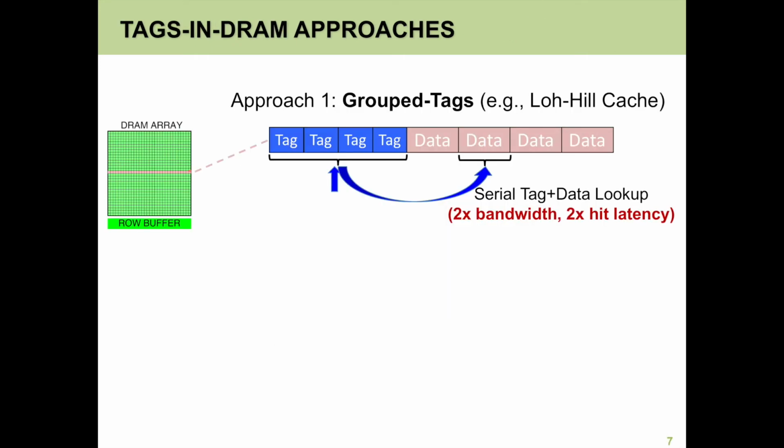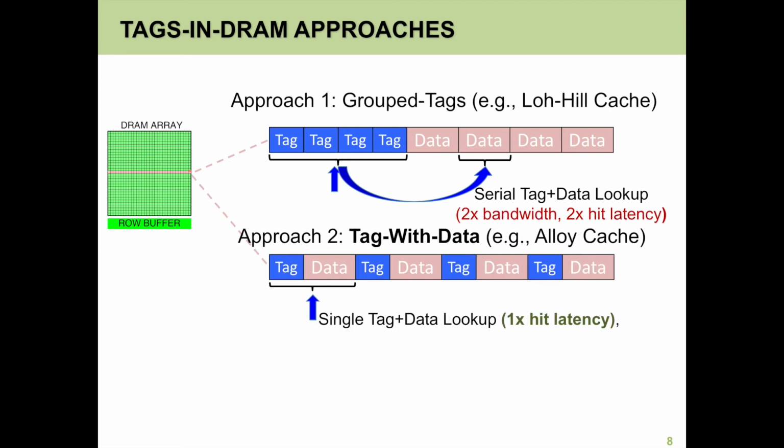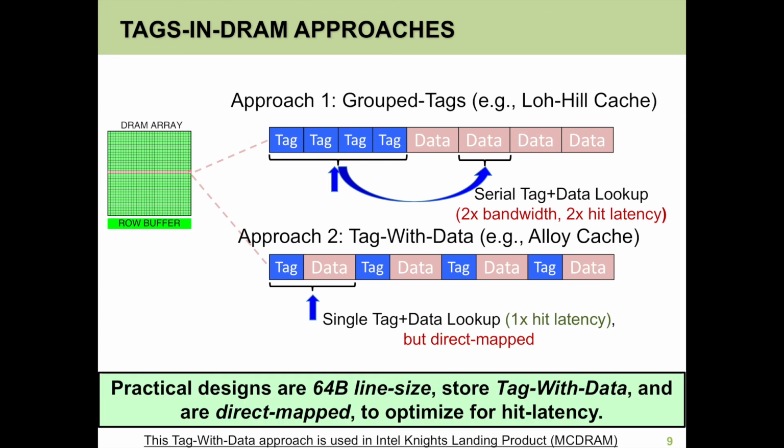One way is to store tag and data separately, but this would require 2 lookups per memory access, which is ineffective for bandwidth and latency. Instead, a more effective approach is to store a tag next to each data and organize the cache as direct mapped. One access retrieves both tag and data. This enables bandwidth efficient and low latency access. However, this organization becomes direct mapped and can have low hit rate.